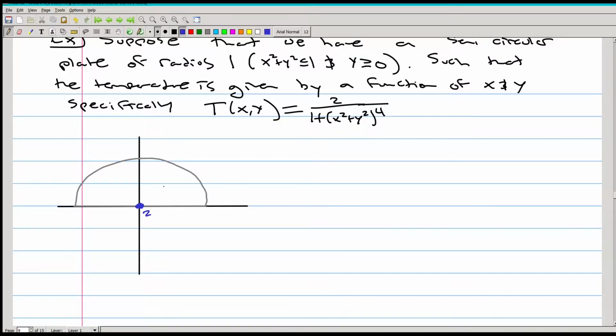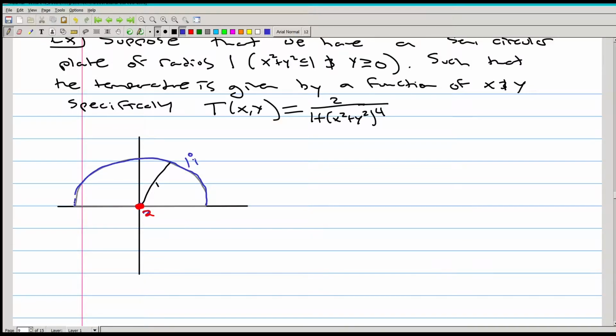The value of the function at the boundary, where x squared plus y squared is equal to 1, this is a circular plate of radius 1. And I'll actually color this one red, because that's the maximum value of the function. The value of this function at the boundary is given by 2 over 2, or 1.